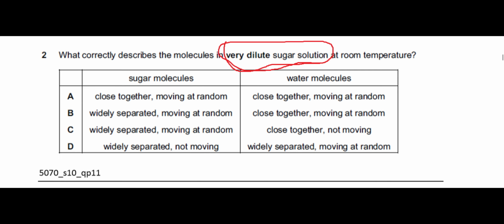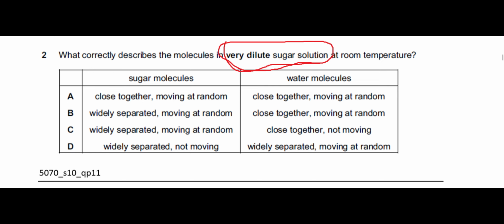Alright, this is the last question of this video, and the question asks what correctly describes the molecules in a very dilute sugar solution at room temperature. Again, what I have done, I have highlighted the words very dilute sugar solution. You need to understand what a dilute sugar solution is.